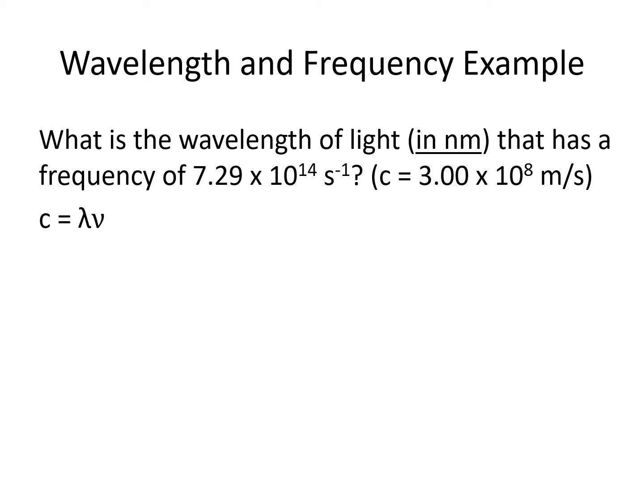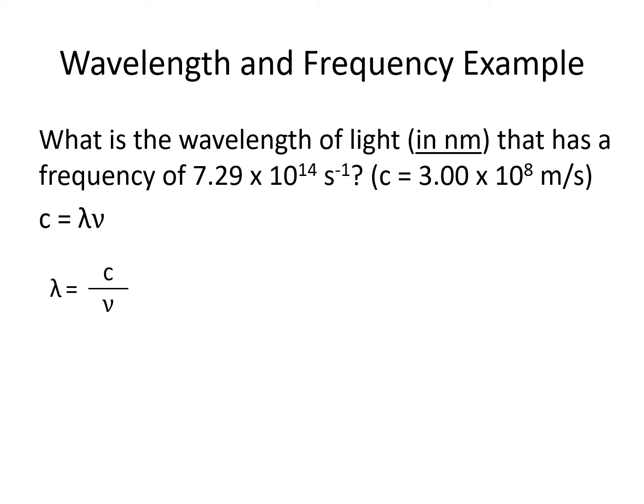First, we would need to rearrange our c equals lambda nu equation to solve for the missing variable, in this case lambda. We need to get lambda by itself on one side of the equal sign. We do that by dividing both sides of the equation by nu, the frequency, and we come out with lambda equals c divided by nu. Rearranging equations is a key skill for this class. Make sure you understand the algebra involved with these rearrangements.